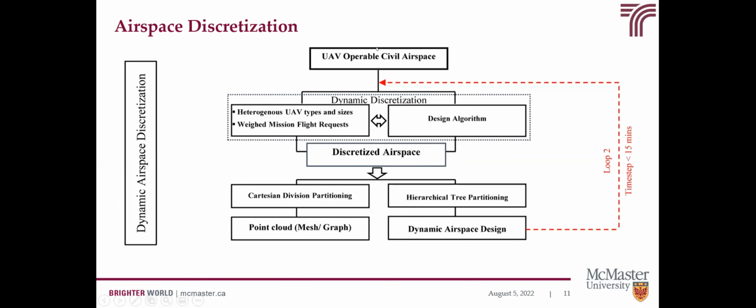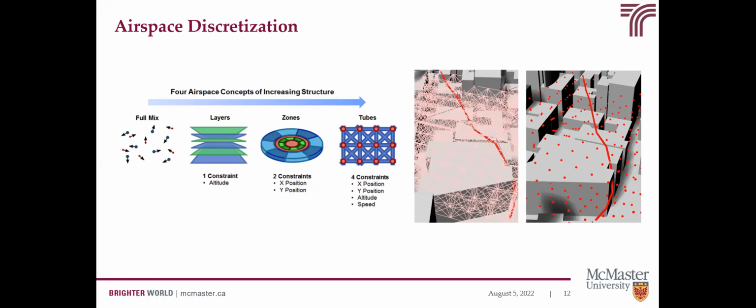Now, on the left, you can see that there are other ways to discretize the airspace. What we have done is devise our own way of discretizing the airspace, called SkyRoutes. This algorithm builds on the segmental discretization of airspace, so it divides it into segments rather than points.